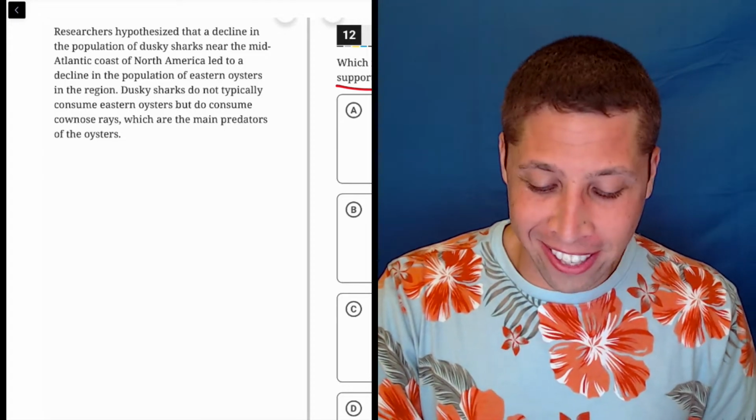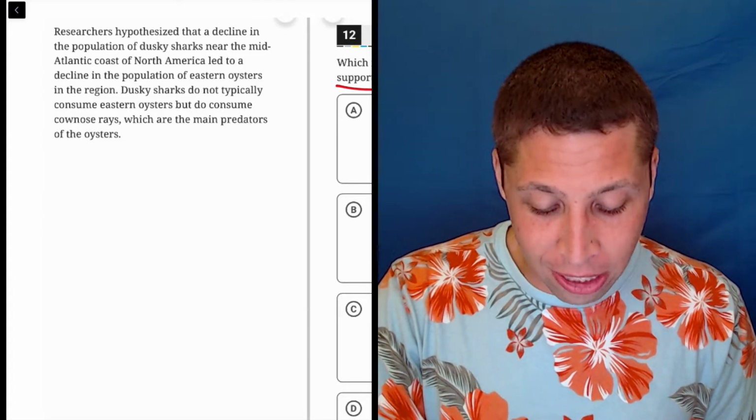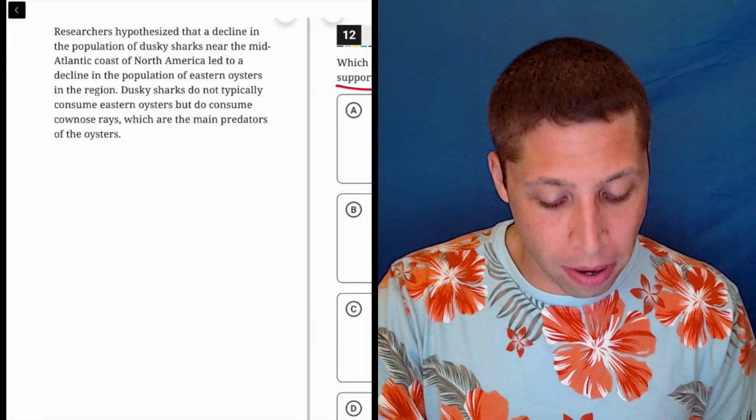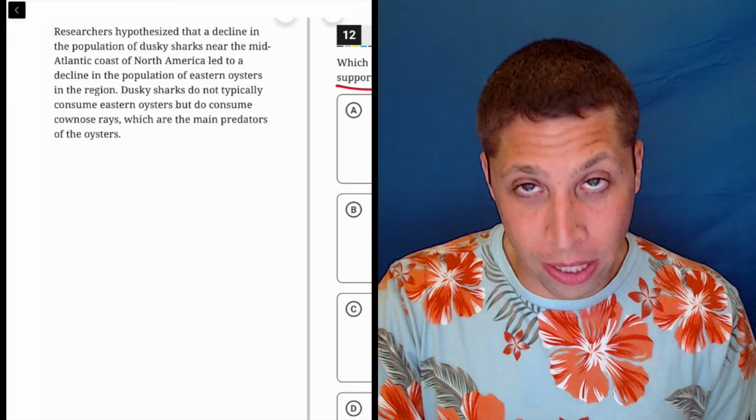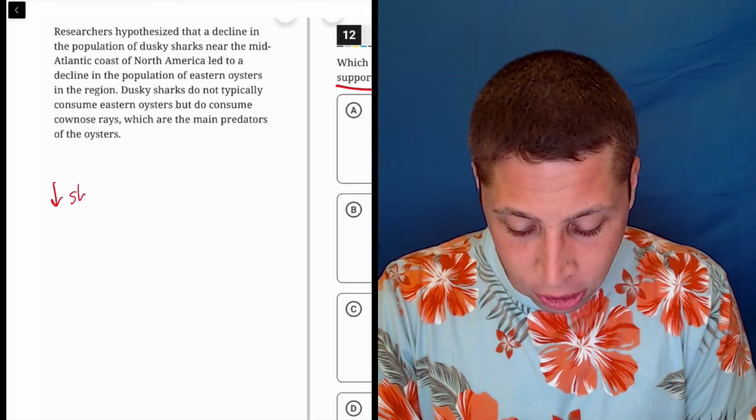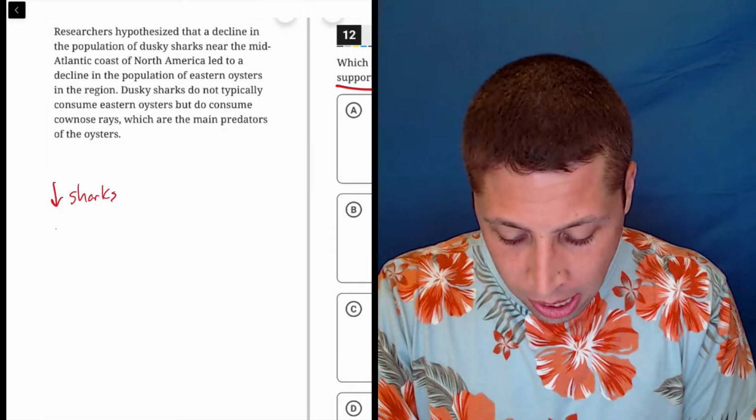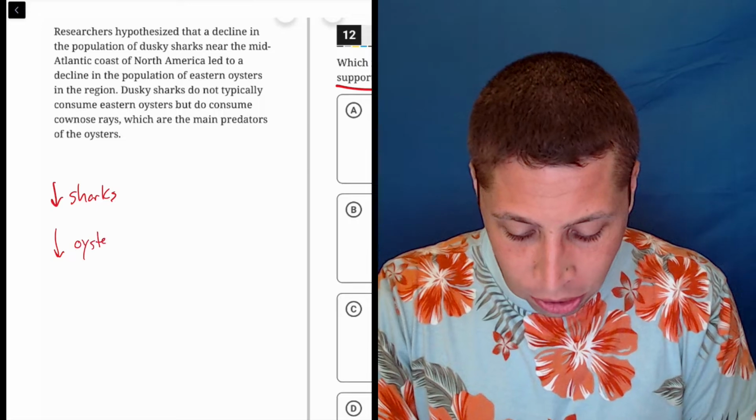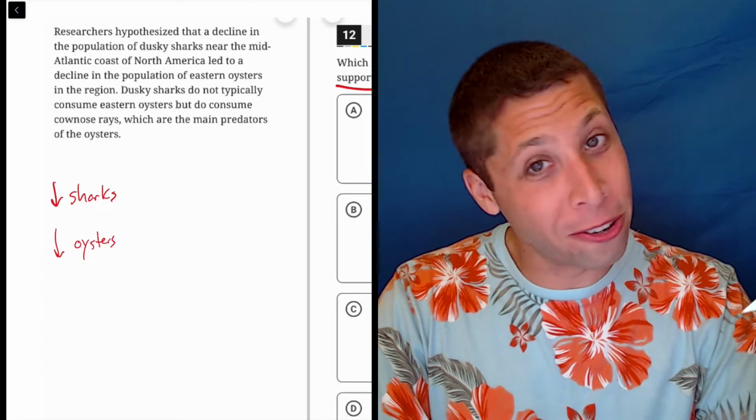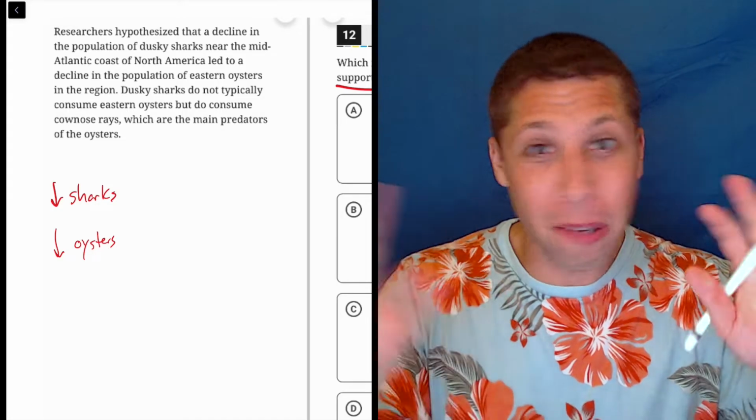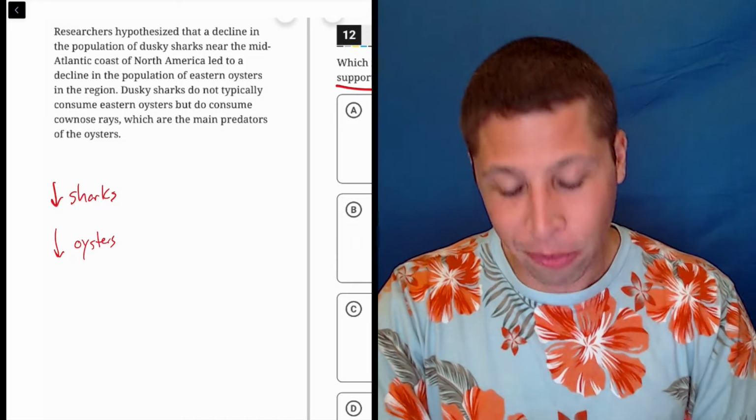Researchers hypothesized that a decline in the population of dusky sharks near the mid-Atlantic coast of North America led to a decline in the population of eastern oysters in the region. Okay, so decline in sharks is a decline in oysters. Okay, see, I'm writing this on my scrap paper. Little arrows, hard to do when you're typing, right? You gotta go to the emojis or something. No, pain in the neck. We're gonna do it on paper.